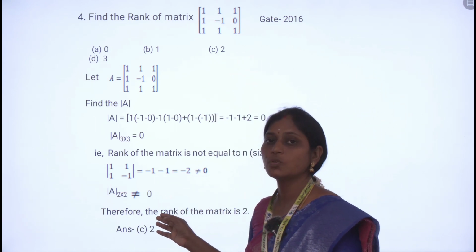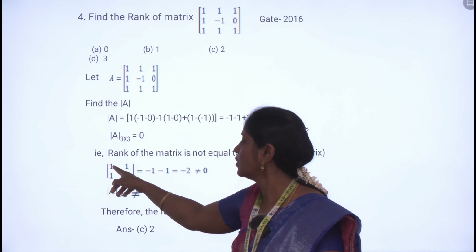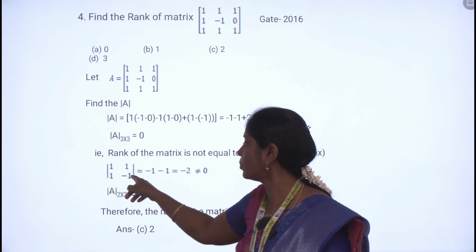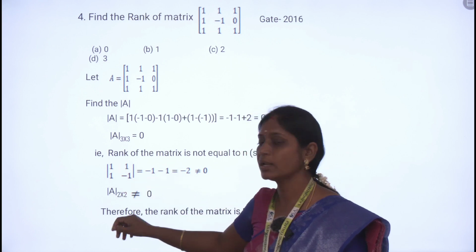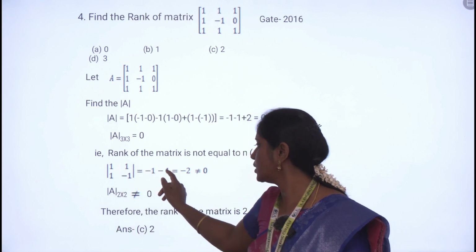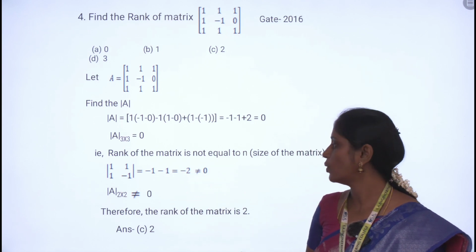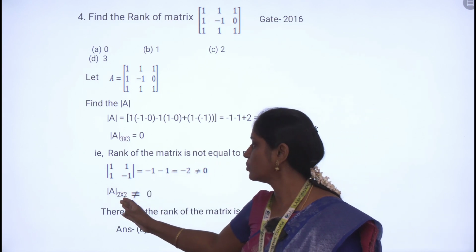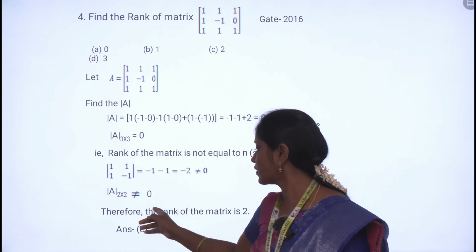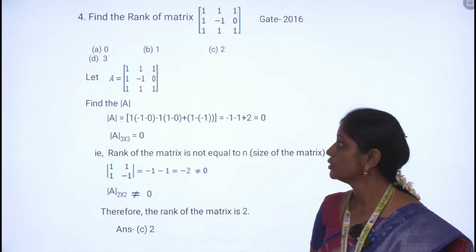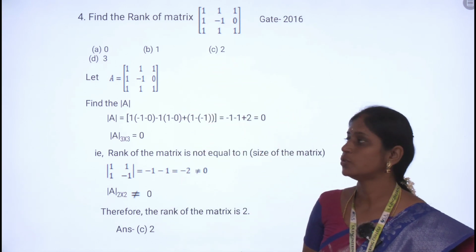Next, we can check for the 2 cross 2 matrix. Let us take the 2 cross 2 matrix, 1, 1, 1, minus 1. That is equal to 1 into minus 1 is minus 1, and minus of 1 into 1 is 1. Therefore, we are getting minus 2, which is not equal to 0. Therefore, the determinant of the 2 cross 2 matrix is not equal to 0. Therefore, the rank of A is 2. Therefore, the option is C equal to 2.